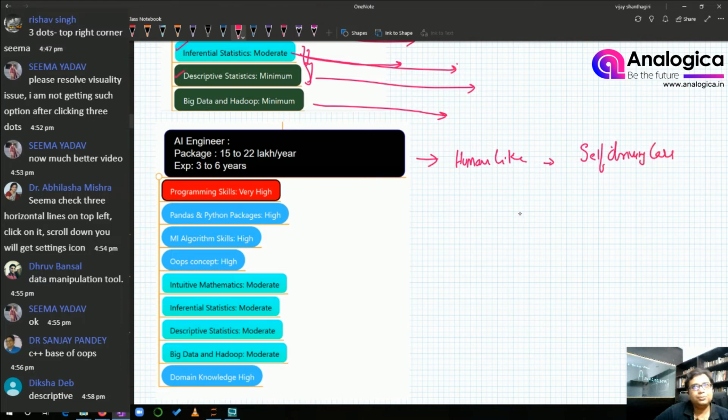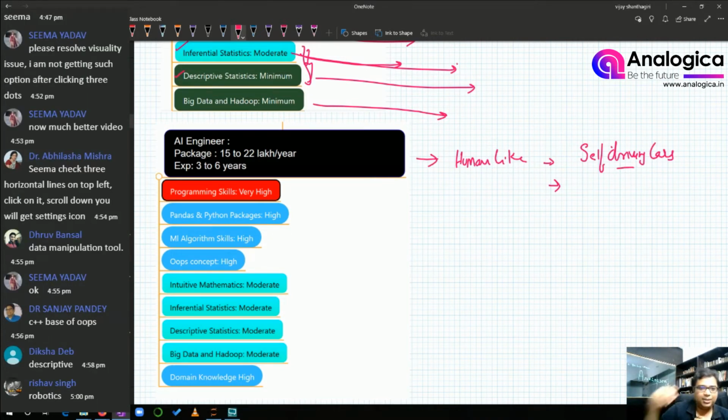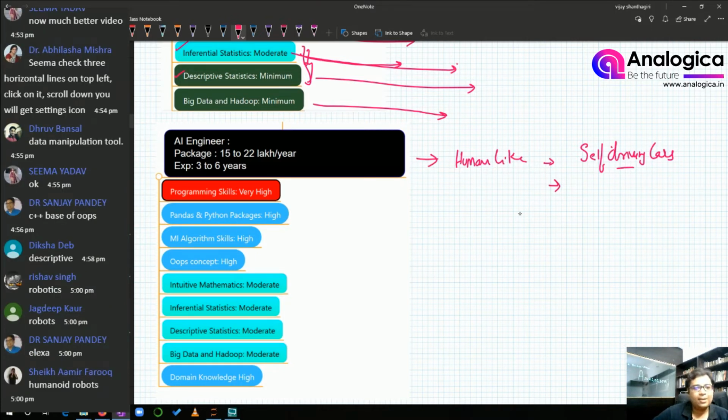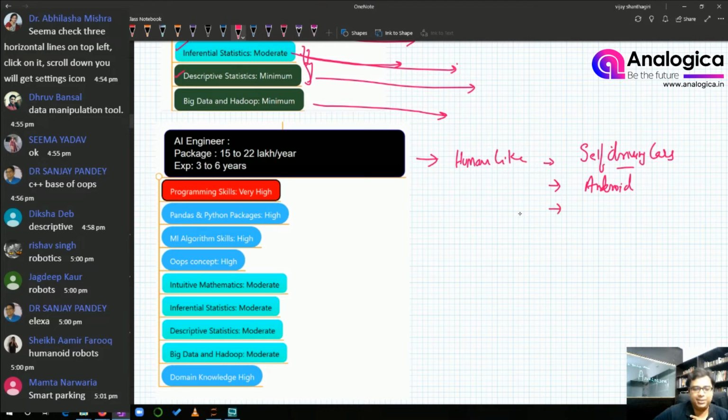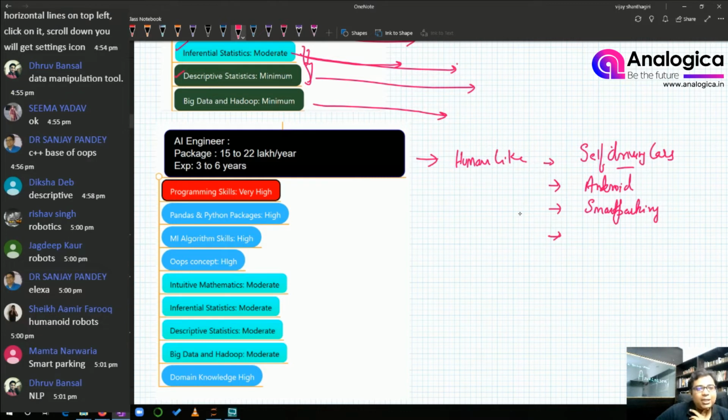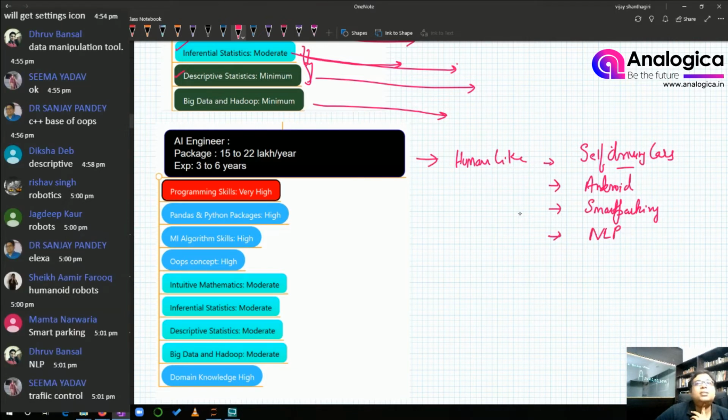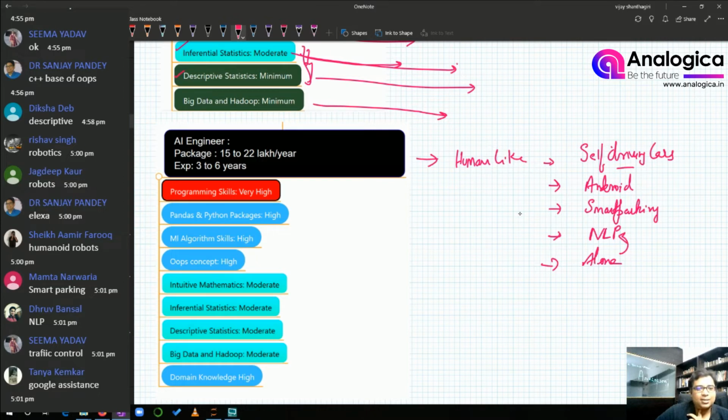Self-driving cars, right? Human-like. Can you give me some other examples? Something which says you want to replace humans. Robotics, yes. Can we have one more example? Humanoid robots, Alexa, yes. Bingo, going well. Androids, the androids from sci-fi. Smart parking, yes, it's human-like. Another, anyone else? NLP, Natural Language Processing, yes, because let's say I write Alexa here, and to achieve Alexa, you need NLP. Yes. Google Assistant, yes.